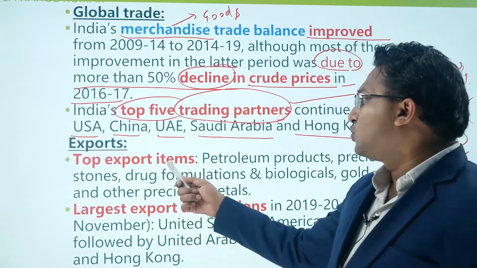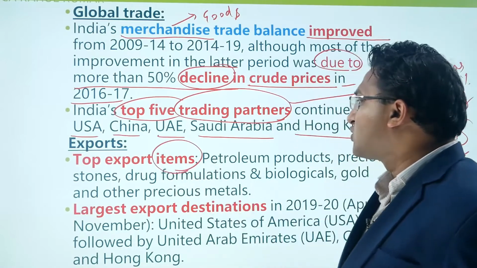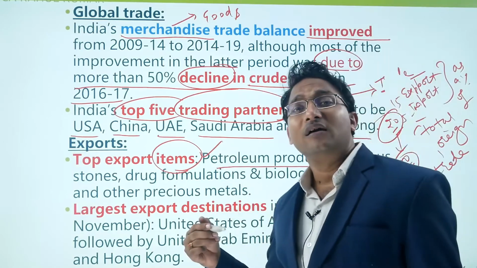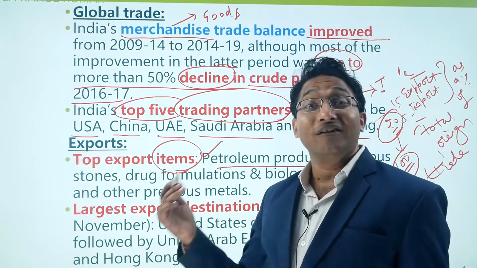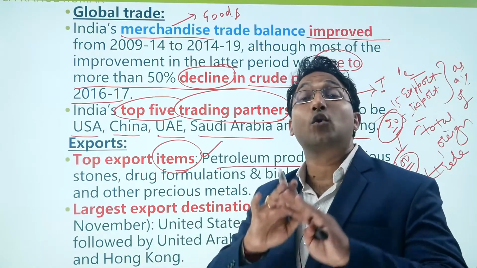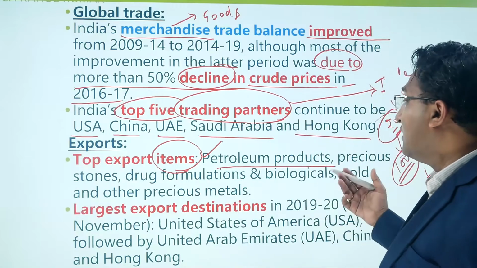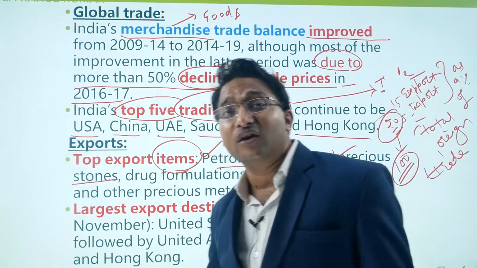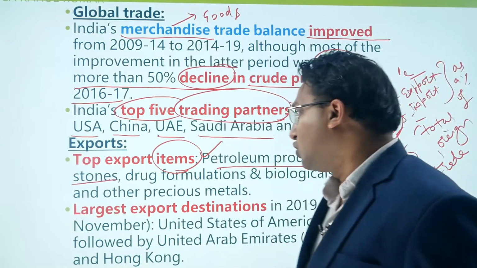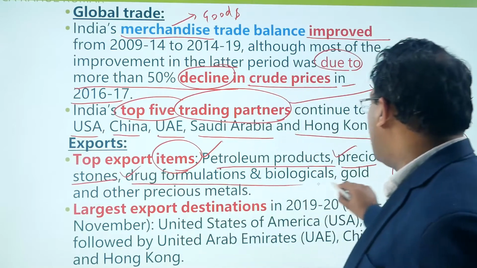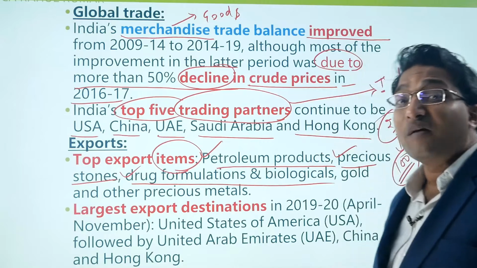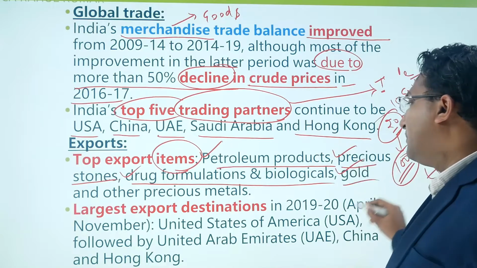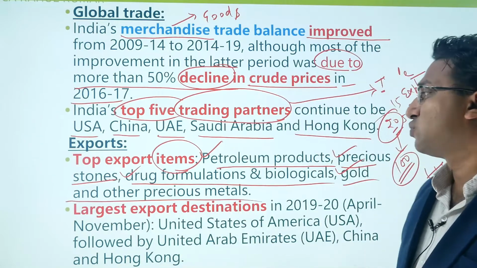Coming to the exports. So what are the top export items? One is the petroleum products. We are exporting refined petroleum products. We are importing the crude petroleum and we have very good refining capacity. Therefore, we are exporting refined petroleum products. Precious stones. We are very good in processing of the jewelry items and the other precious stones. Drug formulations and biologicals. So this is from the pharma sector. Pharmaceutical sector is very good from the export point of view. Then gold and the other precious metals. So these are the top export items.